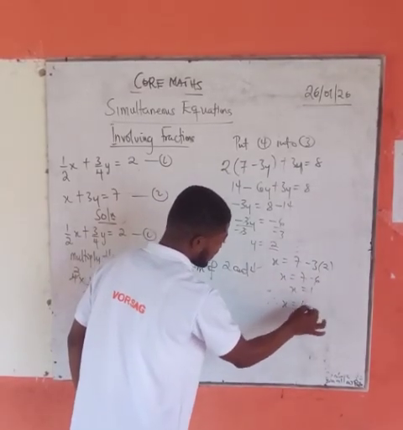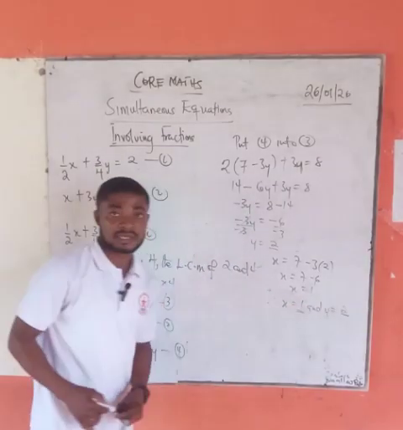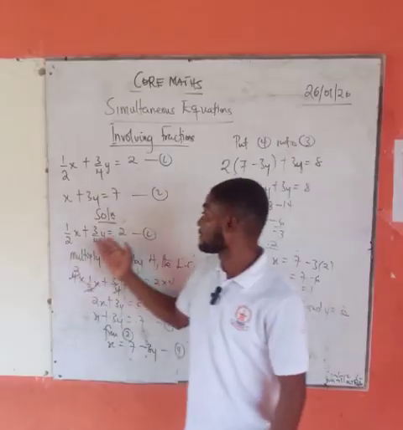Therefore, x is equal to 1, and then y is also equal to 2. Right? So this is how you go about it if you have it in this form.